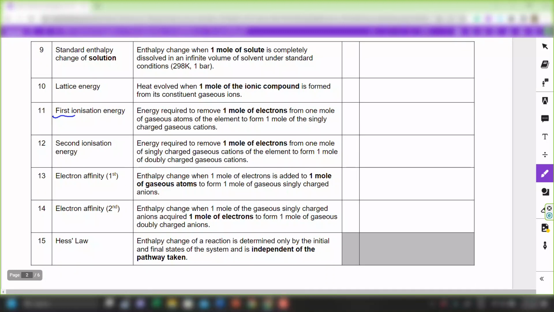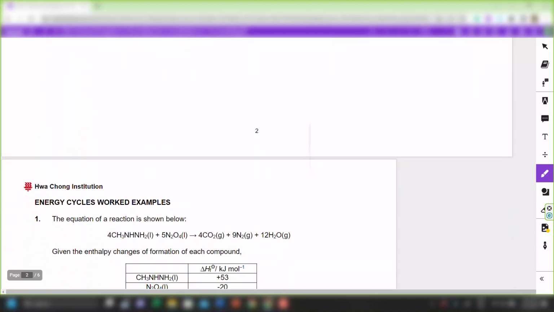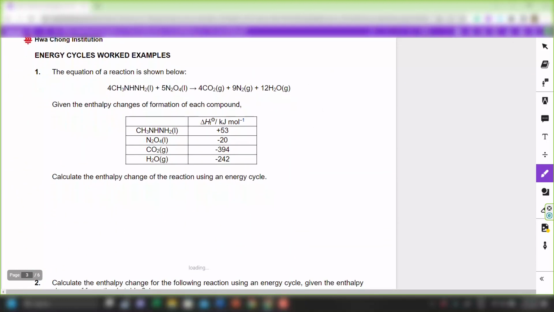For example, the enthalpy change of vaporization, the enthalpy change of sublimation, the enthalpy change of fusion. All this you might be familiar with from physics. But for the purpose of H2 we do not require you to define these terms. Of course if you know them, it will help a lot in navigating through the questions. Whenever these terms are required for assessment purposes, they will be explained to you. So without further ado, I will just jump straight into the energy cycle work examples.